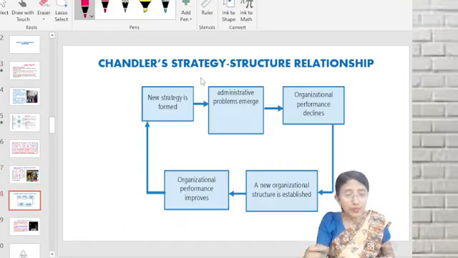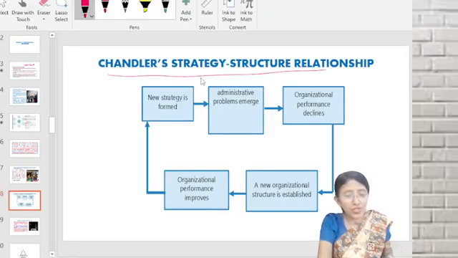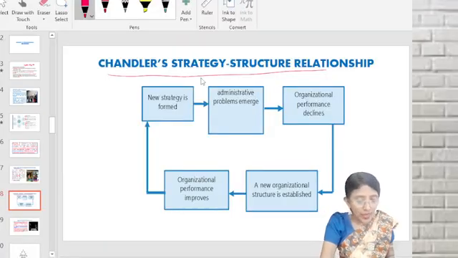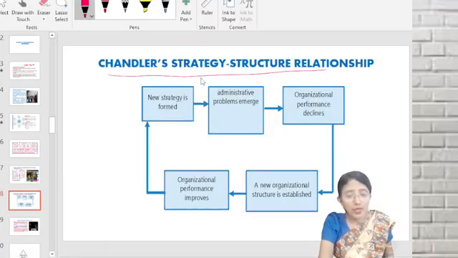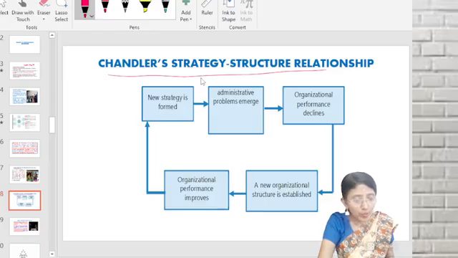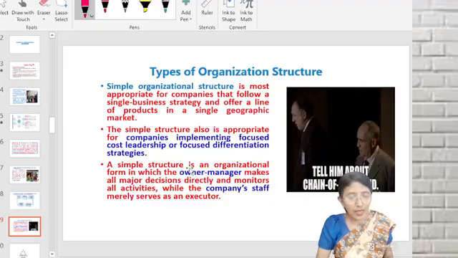Okay. Now mark this as important because of Chandler's strategy structure relationship. Anywhere you can circle, you will come there. There are some administrative problems which are emerging. You find organizational performance declining. A new structure is established. You find organizational performance improving. New strategies formed. So you can go on and on as a circle. Okay, expert Chandler's model.